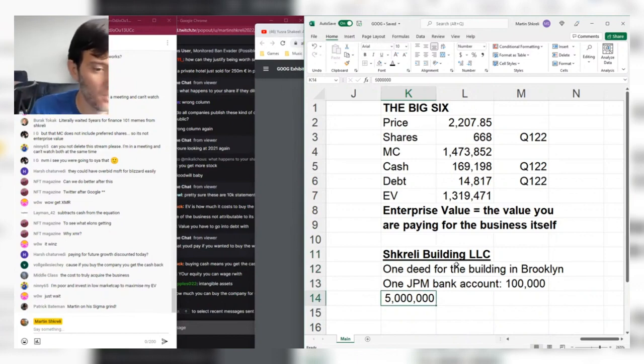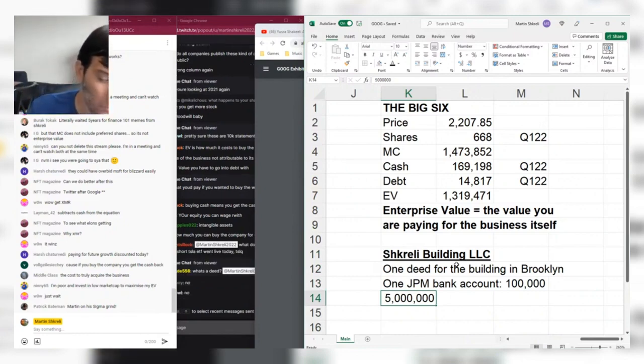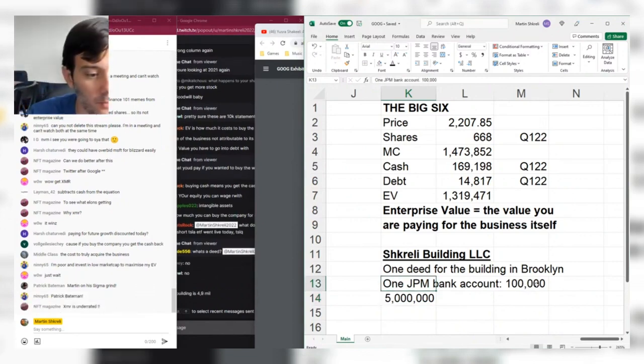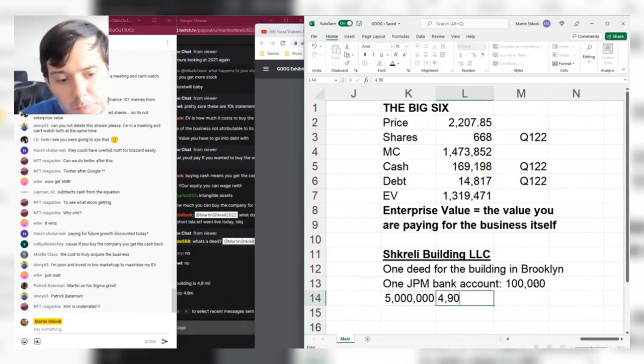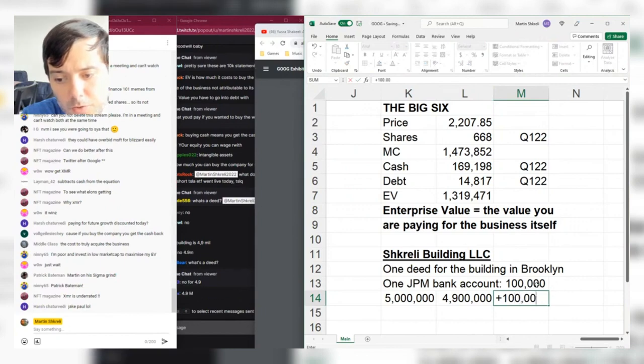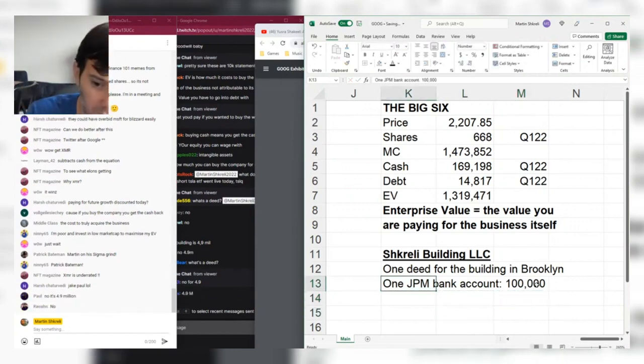What do you think? No, of course not. He's getting $100,000 for free, right? So really, he's paying $4.9 million for the building plus the $100,000 in cash, right? All right. Well, let's do the opposite.